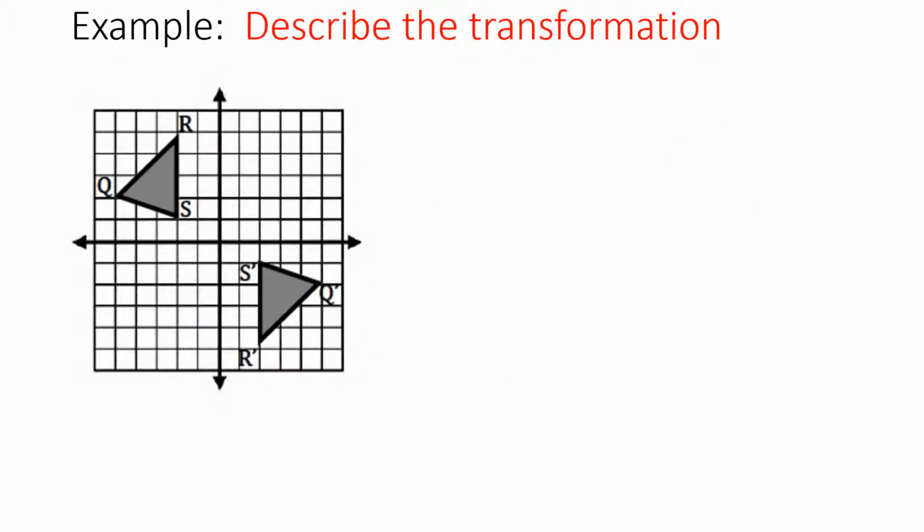Okay, and our last example for today is to describe the transformation. So when we describe the transformation, let's pick a point. I'll pick Q and Q prime. Q's ordered pair right now is negative 5, up 2, and it's mapping to Q prime, which is over 5, down 2.